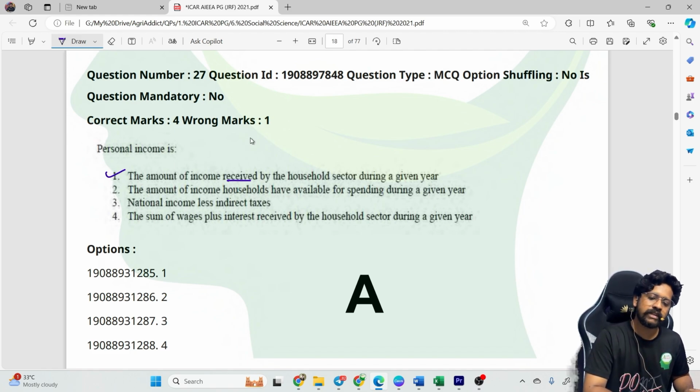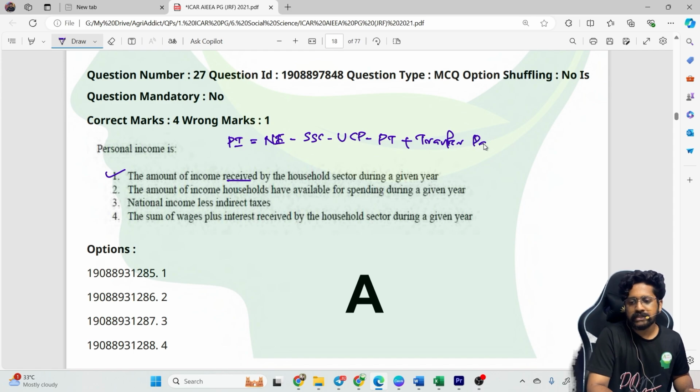How to arrive at the personal income? Personal income is nothing but some of the factors have to be deducted from the national income. Which are they? It's national income minus social security contributions. Again, the undistributed corporate profits have to be deducted. Then again, the profit taxes have to be deducted, and along with that, the transfer payments have to be added.